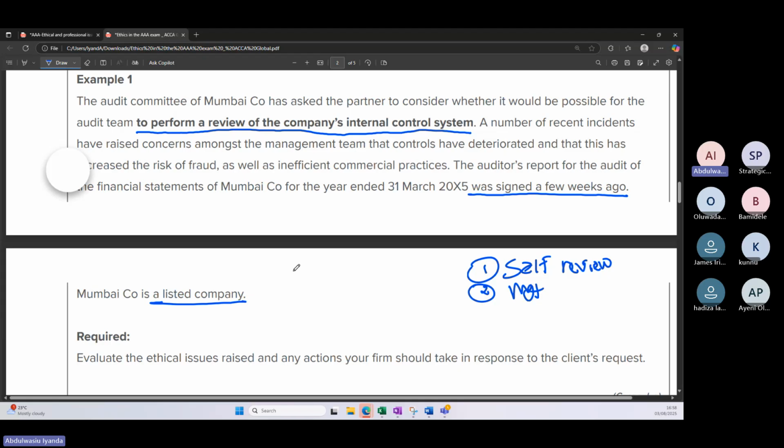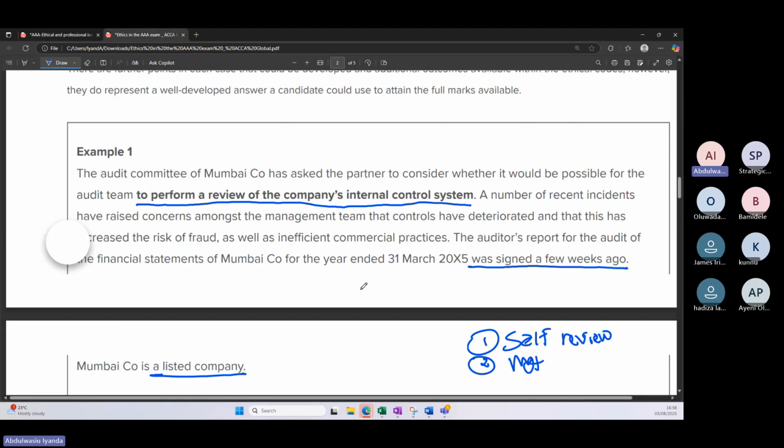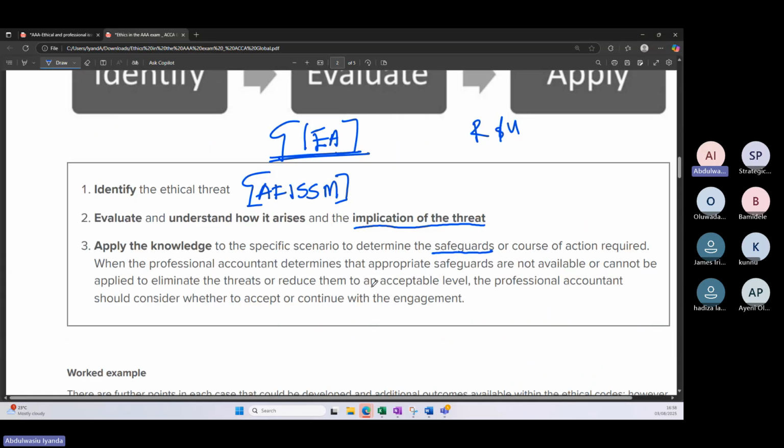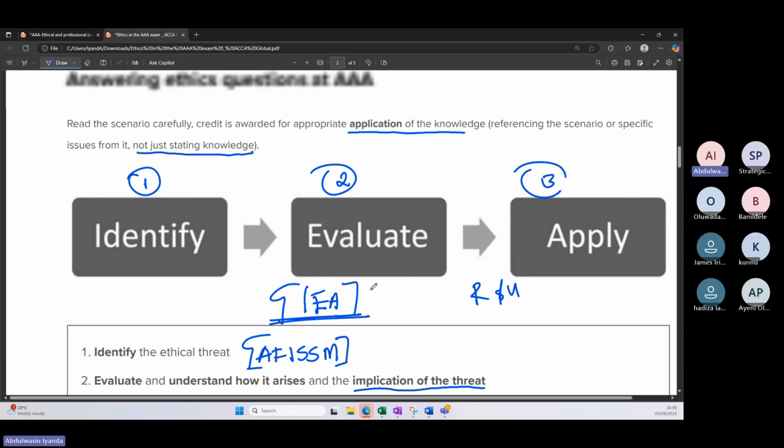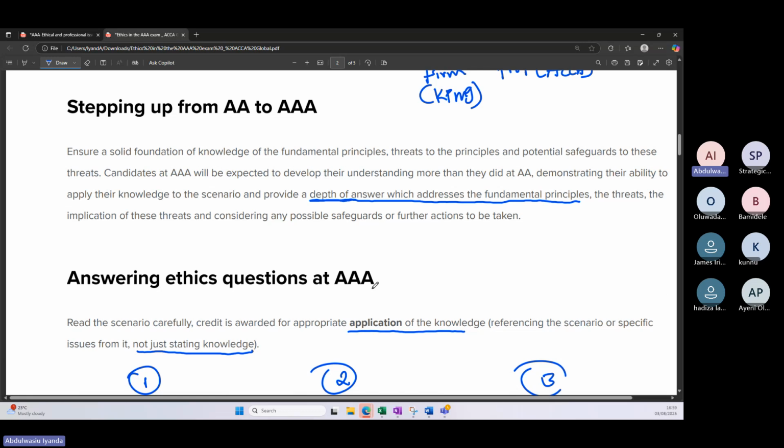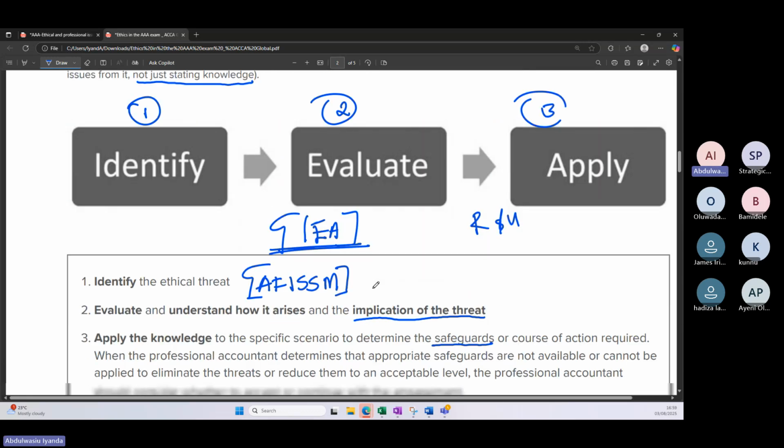Please, can you release some of your people to come and review the internal control, due to the number of incidents that were raised? If you look at the article that the examiner team has, the first thing you also need to do is read through the scenario carefully, and you should be able to identify the problem.